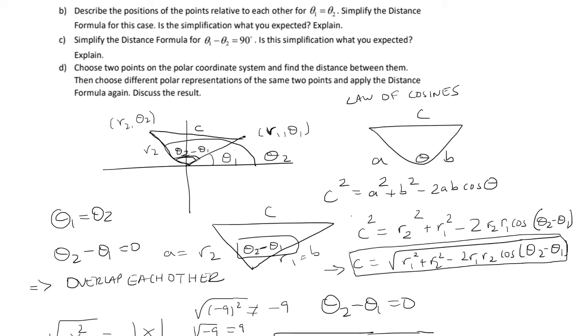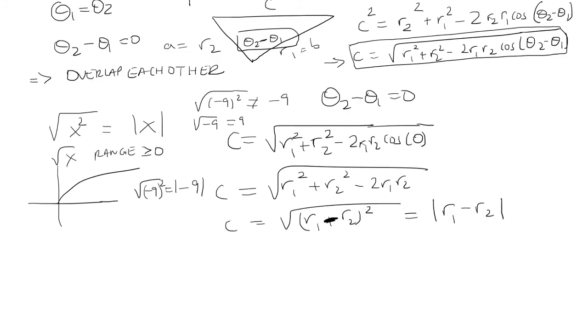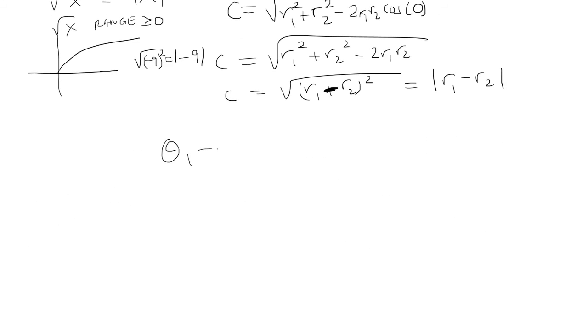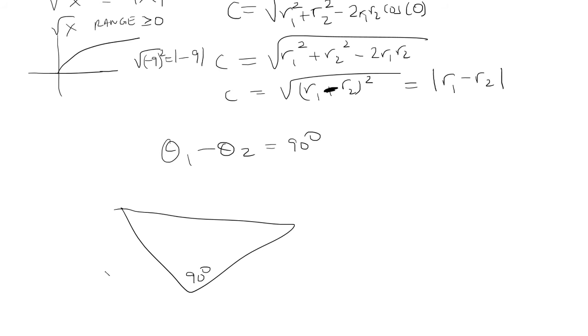Okay, for part C, simplify the distance formula for theta 1 minus theta 2 equals 90 degrees. Is this simplification what you expected? Okay, so let's go back to our picture. Actually, maybe we just redraw it. Theta 1 minus theta 2 is 90 degrees. So keep in mind, this is what we had. This angle is now 90 degrees. This is r1, r2, this is C. This was r1, theta 1 and r2, theta 2. So if this is 90 degrees, that means you get a right triangle.